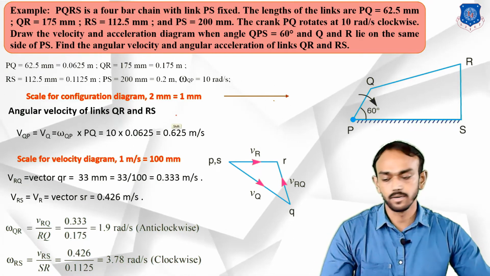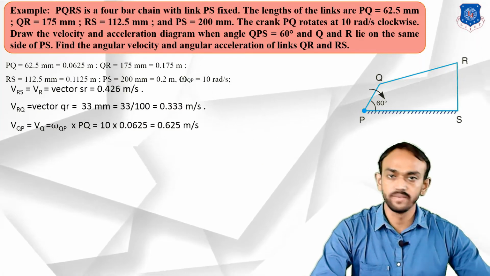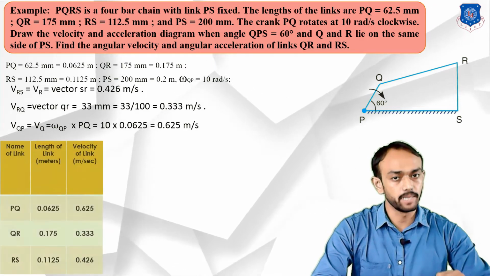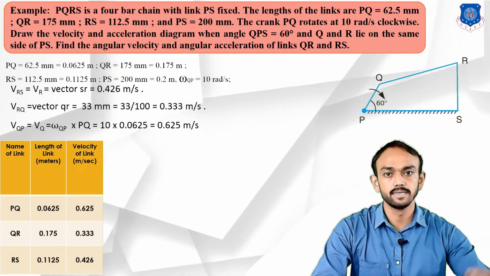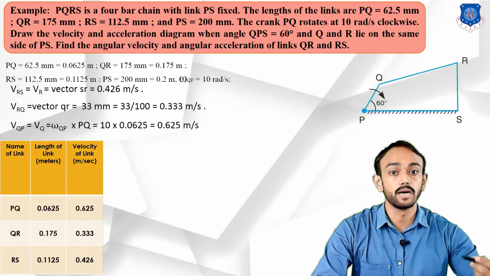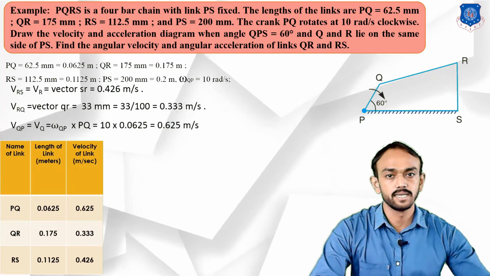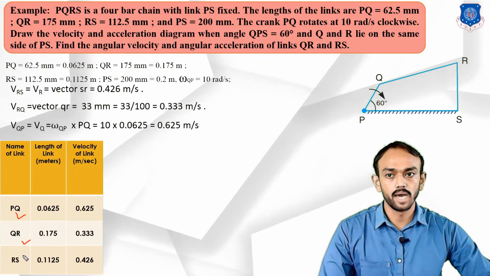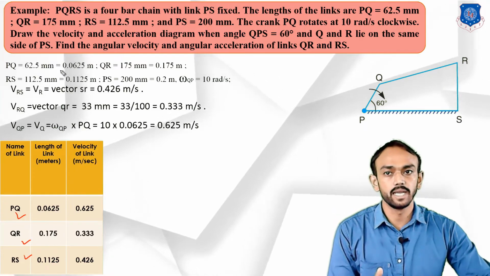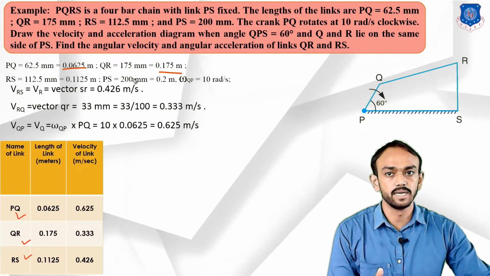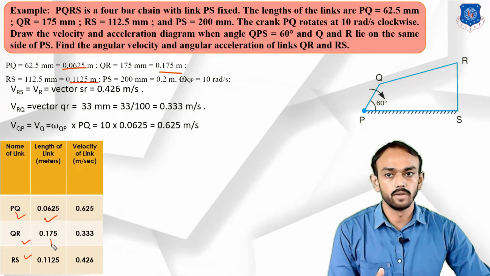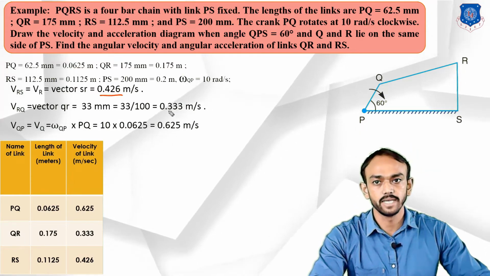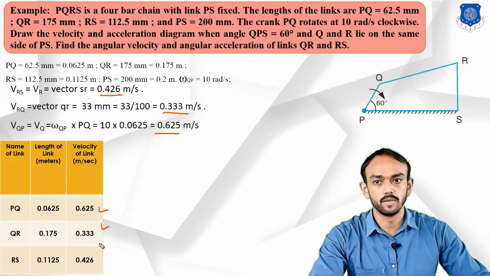Let's find the acceleration. So as you can see, this is the given data from the example and the velocity we have found. Now for acceleration, as you know, we have to make a table. In the table, first is the link, second is the length of these links, and third is the velocity of the link. Let's check this. We have three links which are moving: PQ, QR and RS. And the length of that link is given in the given data, so we will put that value here. Then the velocities we have already found: 0.426, 0.33 and 0.625. So we have put these velocities here.